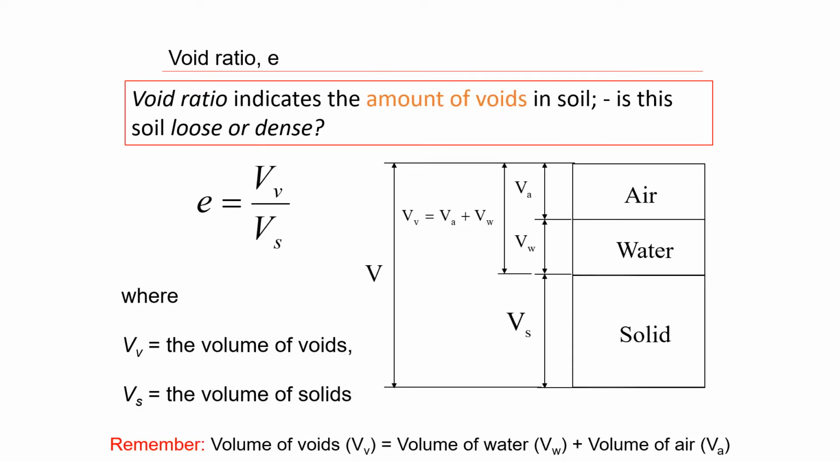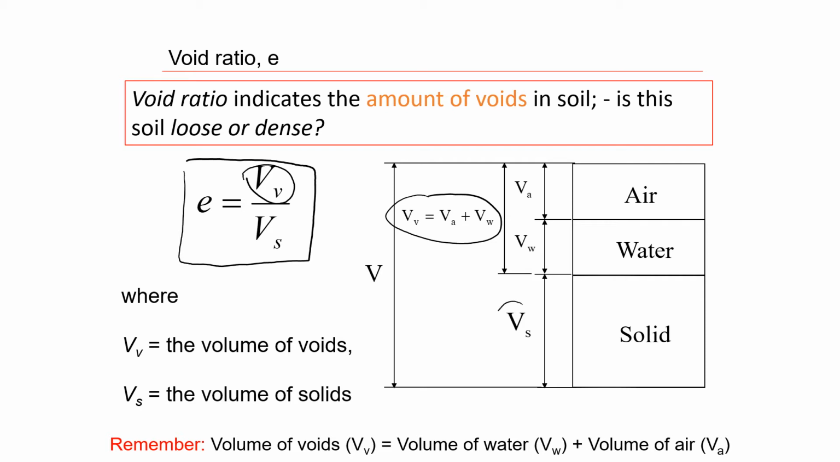Void ratio indicates the amount of voids in soil. Basically, it answers the question if the soil is loose or dense. The formula for the void ratio is shown here. We need to know the volume of voids, so this one, and we will divide it by the volume of solids.